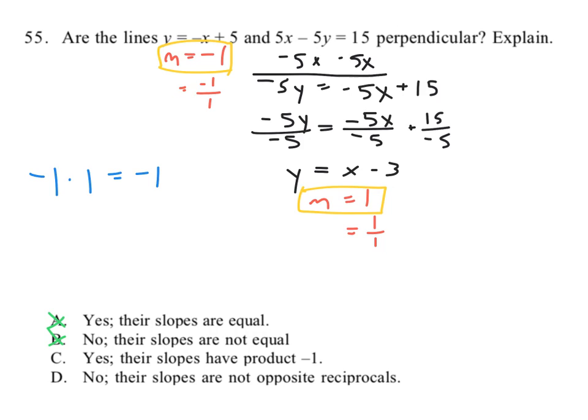Okay. Yes, their slopes have a product of -1. That's true. That's what we want. Yes, they are perpendicular because their slopes have a product of -1. Okay. And it says no, their slopes are not opposite reciprocals, but they actually are opposite reciprocals. So that's not that one either. That's the answer.